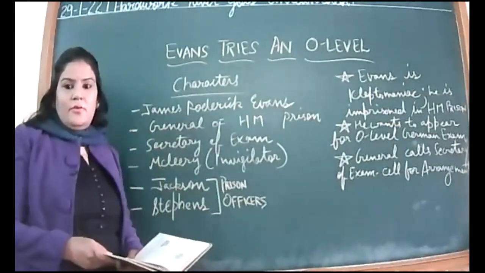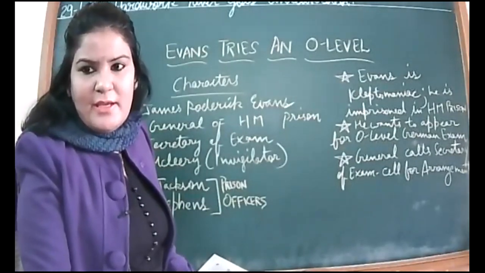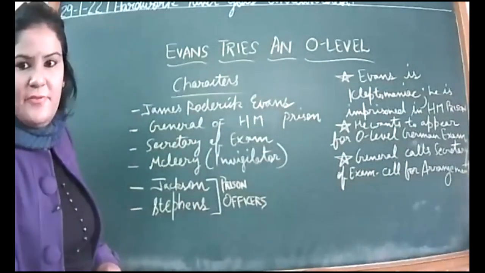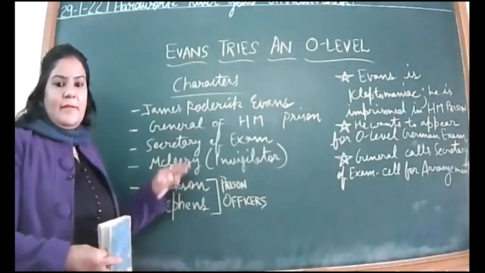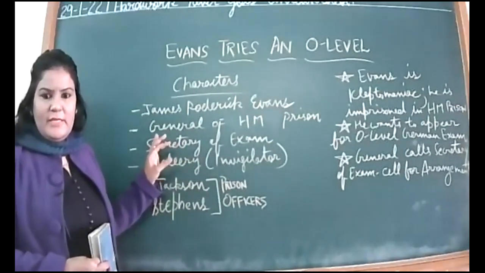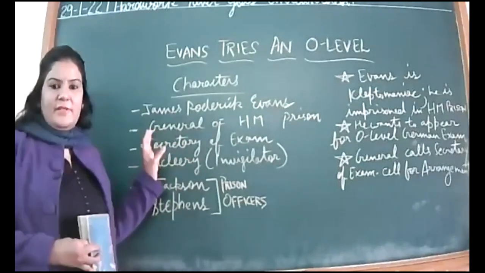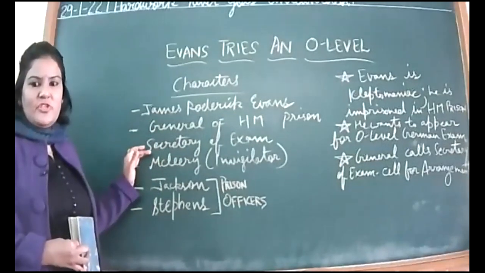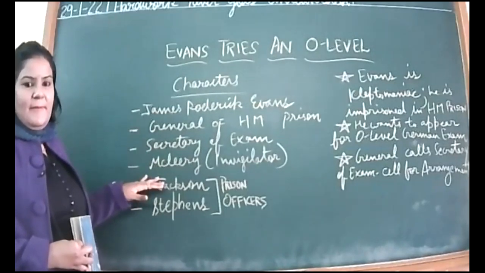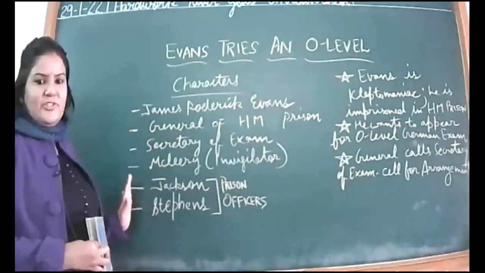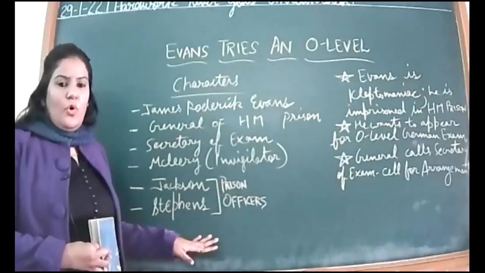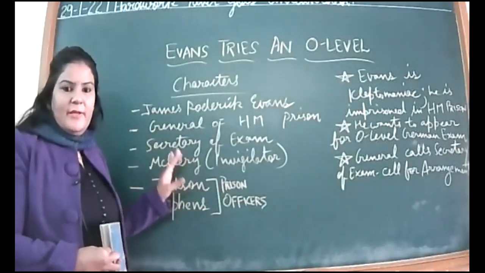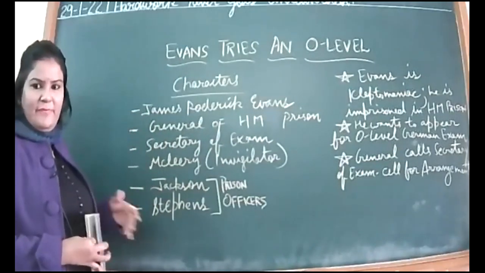So let me give the brief introduction once again. Characters, protagonist: James Roderick Evans is the full name, and the general of HM prison, Oxford. He's equally an important character in this after Evans, clear? So he's also one of the protagonists. Then we have the secretary of exam, who will be arranging everything for the exam of Evans. Then McCleary, who's the invigilator, and Jackson and Stephens are the prison officers who will be given the duty to look forward to take care of Evans in the jail.